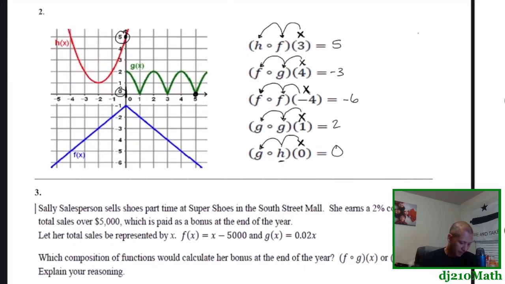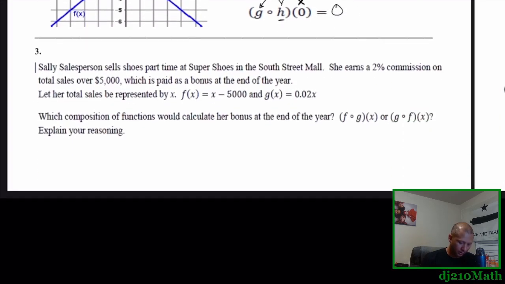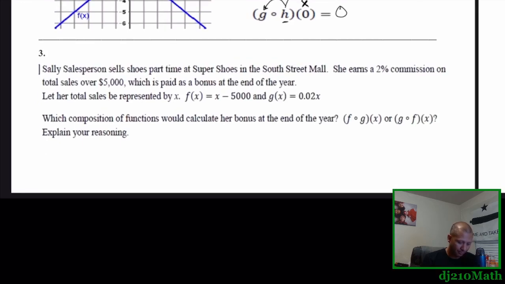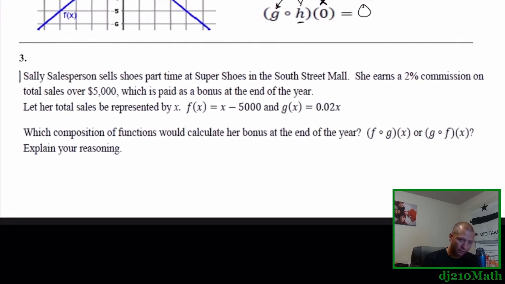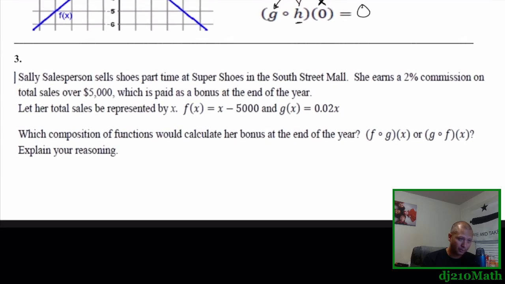All right, number 3. Sally, salesperson, sells shoes part-time at Super Shoes in the South Street Mall. She earns 2% commission on total sales over $5,000, which is paid as a bonus at the end of the year. Let her total sales be represented by X. So X represents total sales.